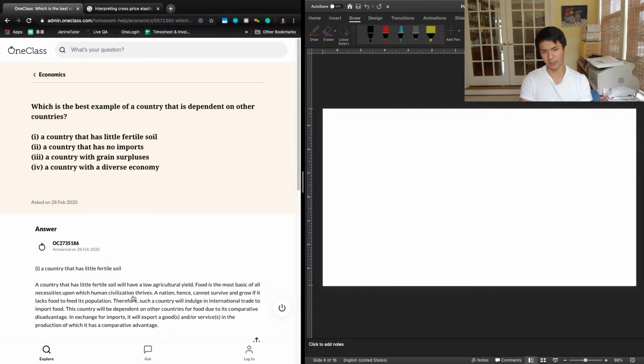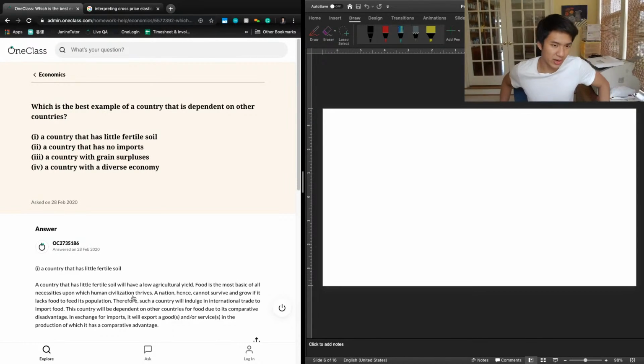Which is the best example of a country that is dependent on other countries? 1, a country that has little fertile soil. 2, a country that has no imports. 3, a country with grain surpluses. Or D, a country with a diverse economy. So let's break this down. If you're a country that is dependent on other countries, it usually means that you're incapable of producing all the products that you need without trading with other countries. And so specifically importing from other countries.